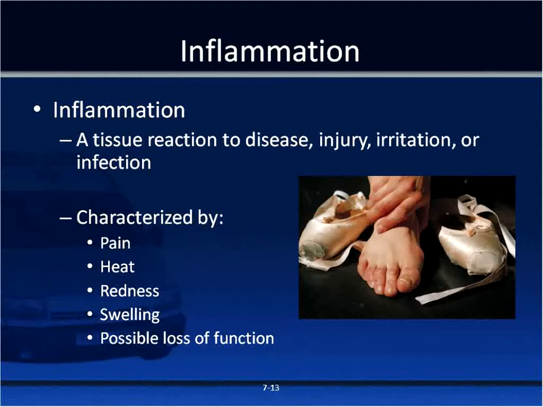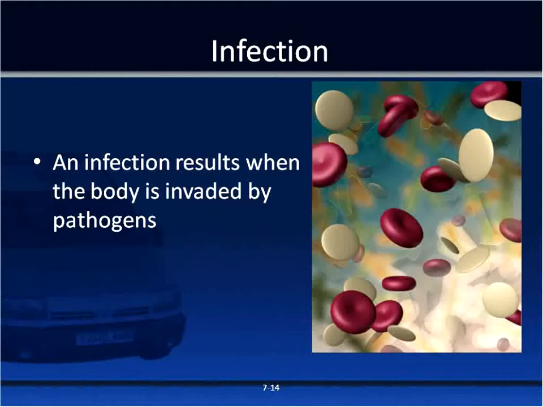Inflammation is a tissue reaction to disease, injury, irritation, or infection. It's characterized by pain, heat, redness, swelling, and sometimes loss of function. An infection results when the body is invaded by pathogens, which are germs capable of producing disease, such as bacteria or viruses. When a pathogen grows and multiplies in the body, its ability to cause disease depends on its ability to invade and destroy cells and produce substances that are toxic in the body.